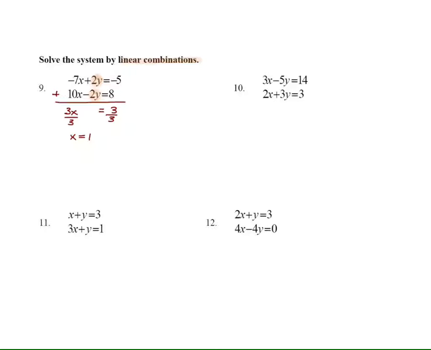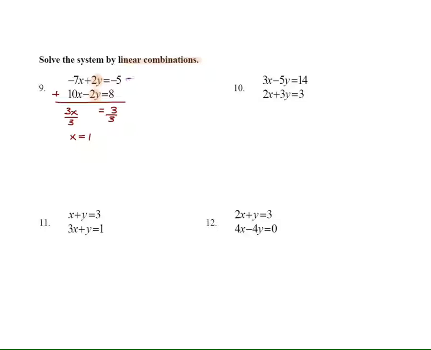Again, the reason why that works is only when we have the coefficients of one of our variables set up so that if I added them or subtracted them, they would eliminate. So that was already the case for number 9. So now that I have my x value, I need to take that and find y, which means I need to replace x in one of my original equations with 1 and then solve for y.